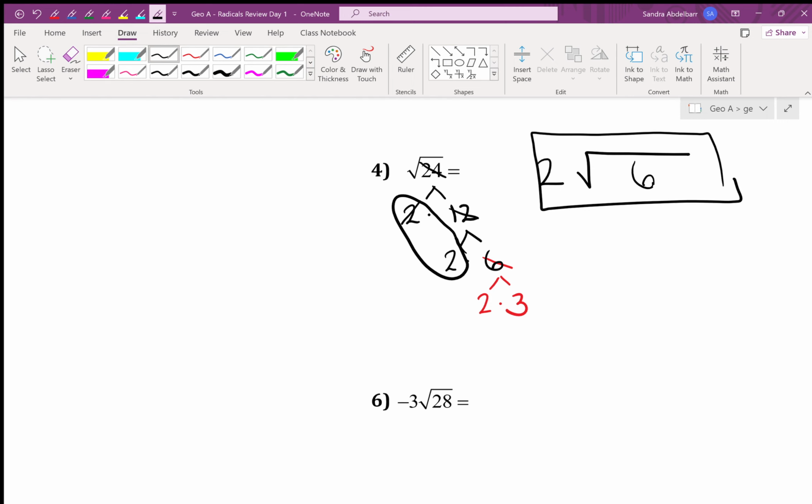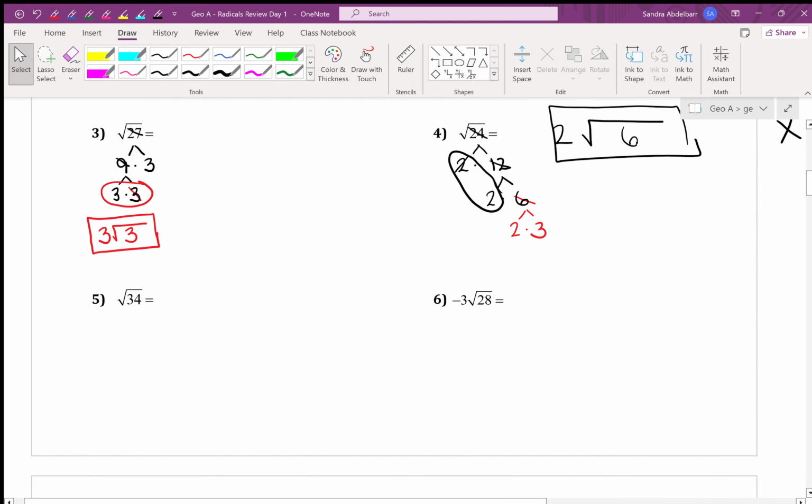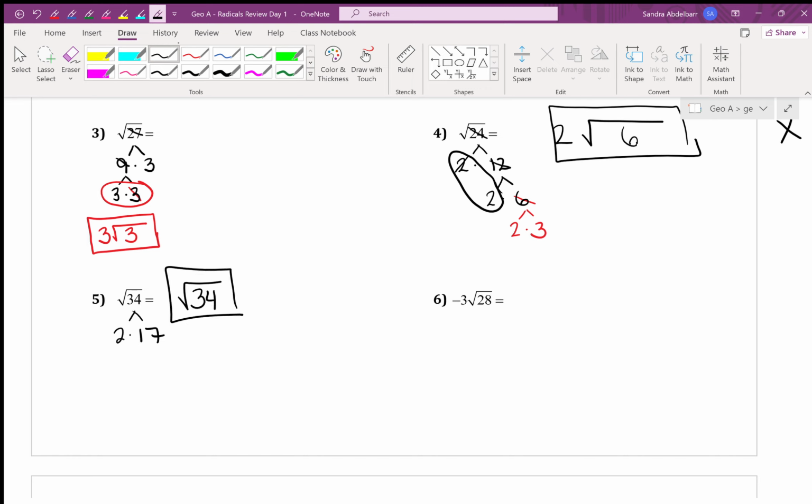Are we ready for another one? All right, 34, the root of 34. Well, isn't 34 just 2 and 17? Are there any pairs there? No, so what's the root of 34? Just root 34. It's already simplified.